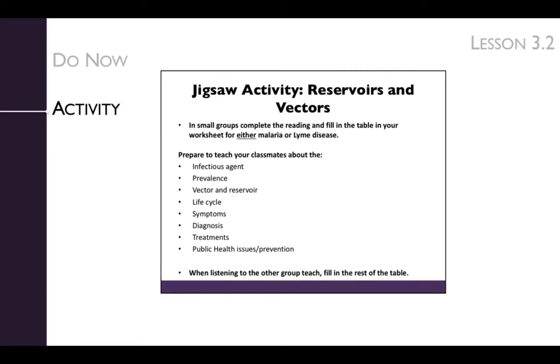For both malaria and Lyme disease, the students will focus on 8 key aspects of the disease: the infectious agent, prevalence, vector and reservoir, life cycle, symptoms, diagnosis, treatments, and public health issues and prevention. It's important to note that to fit the jigsaw into a single class period, you may want to divide the work within or between groups.